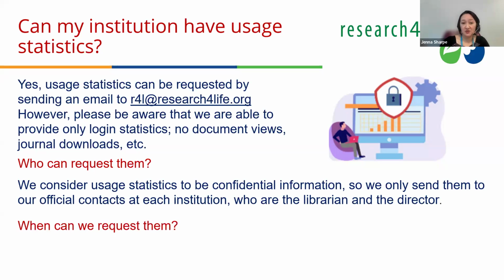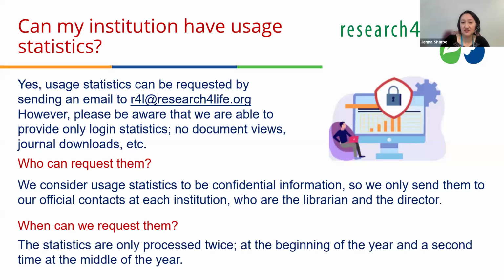And when can we request them? You can request the statistics twice. They're processed at the beginning of the year and a second time in the middle of the year. For example, if you ask us for statistics from the beginning of this year, 2024, to the end of May of this year, we don't have these statistics available. You should come back perhaps mid-July or end of July, and hopefully they will be available then.